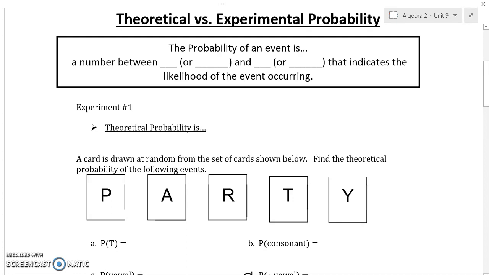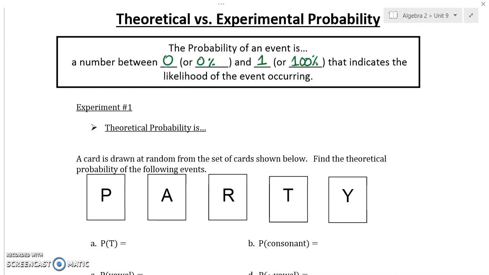All right, so the probability of an event happening is, remember, a number between 0 or 0% and 1, which is 100%. That indicates the likelihood of an event happening, okay? So we're going to run an experiment. I'm going to show you how the experiment is different depending on what we are talking about.